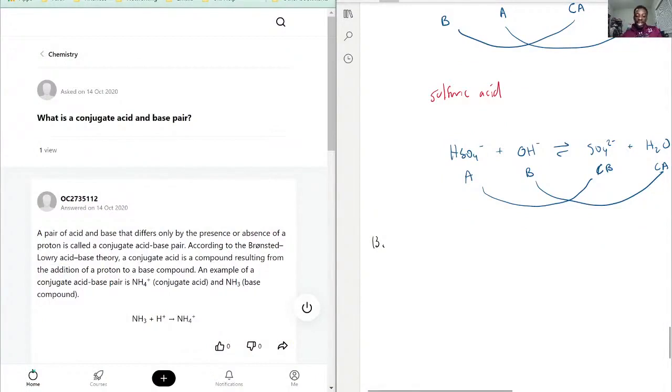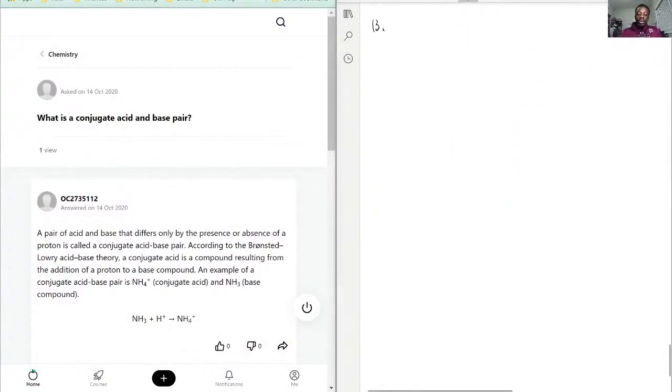What is a conjugate acid and base pair? Wow, fitting. Conjugate acid and base pair. So what this question is asking for is, how do you identify what the conjugate acid and base pair is? The key difference here is that there has to be one proton difference, okay?